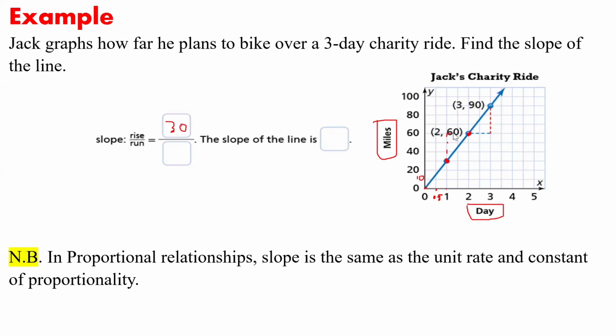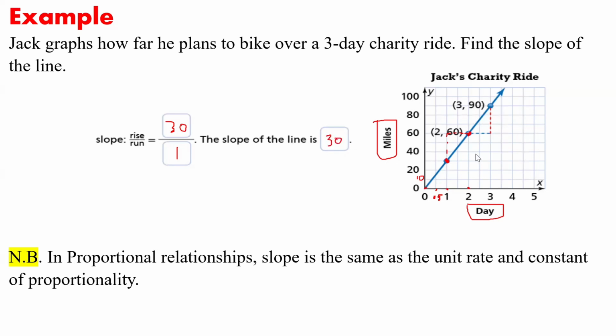So I am going to run 1 unit. As you see here, from here to here is 1. So I am going to run 1 unit, I run 1 to get to this point. Now, to get my slope, I divide my numerator by my denominator. So 30 divided by 1 is going to be 30.